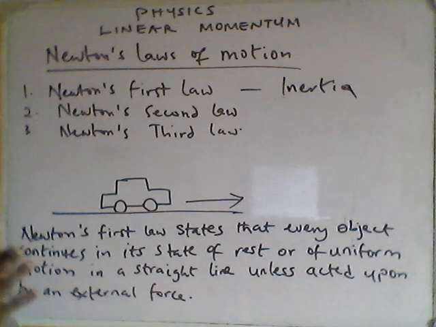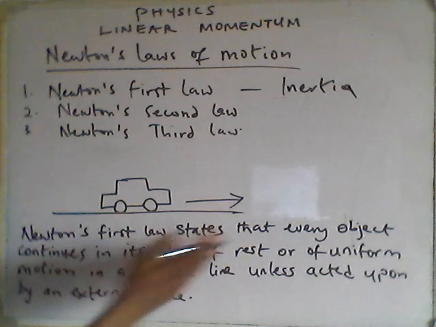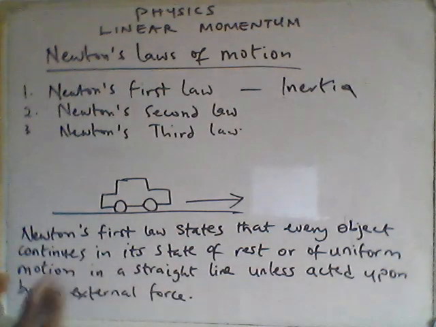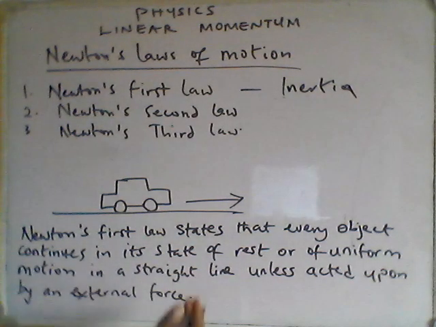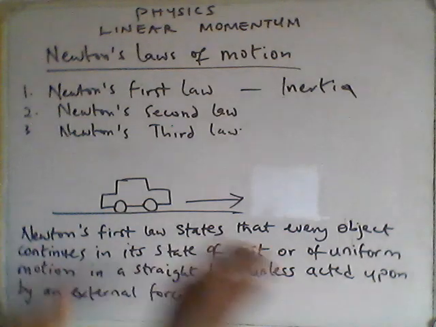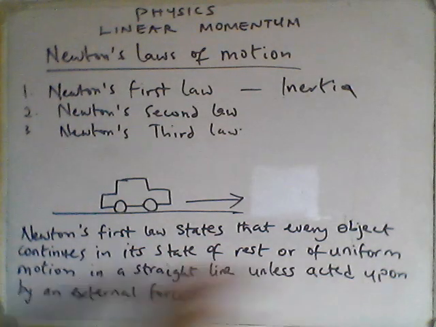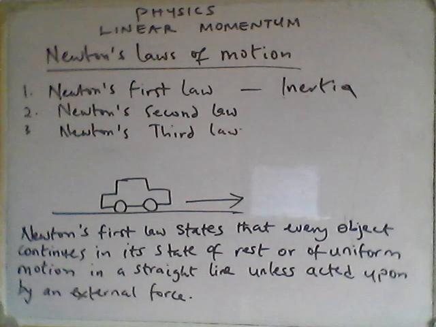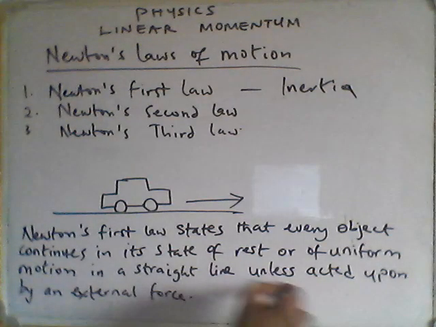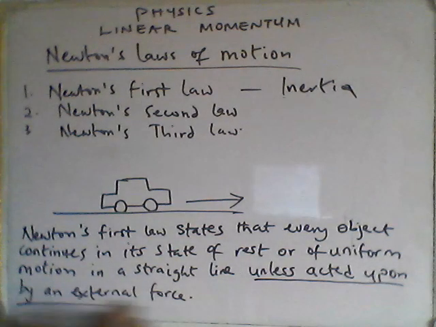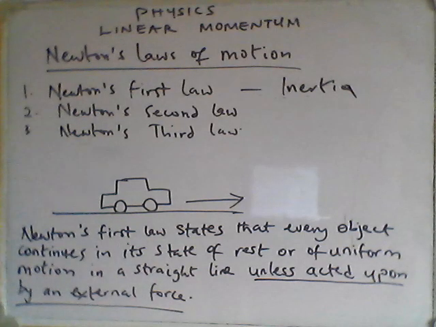So in summary, Newton's first law states that every object continues in a state of rest or of uniform motion in a straight line unless acted upon by an external force. So this is key. If this does not happen, that body will continue to be in a state either of rest or perpetual motion. So we'll dive into what the second law is saying.